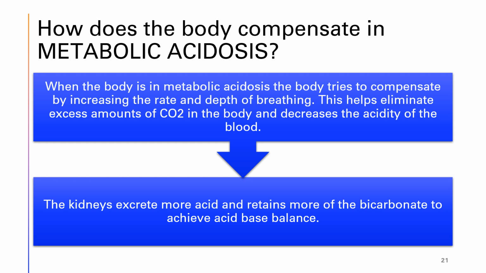How does the body compensate in metabolic acidosis? When the body is in metabolic acidosis, the body tries to compensate by increasing the rate and depth of breathing. This helps eliminate excess amounts of CO2 in the body and decreases the acidity of the blood. Also, the kidneys try to help. They excrete more acid, but they retain more of that bicarbonate to achieve the acid-base balance. So they're excreting the acid, but keeping the base. They're trying to regain that homeostasis.